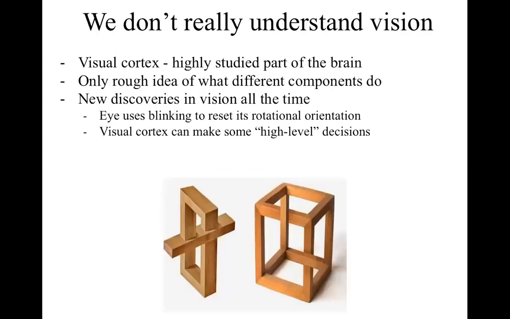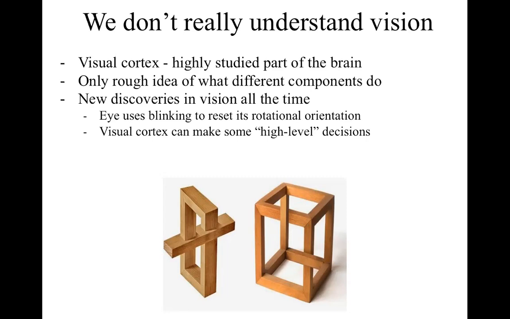We do know something about how the visual cortex works, but we don't understand it fully. There are a lot of things that we don't understand. For example, we don't understand how the brain processes the inputs that come from the visual cortex. We don't understand how the visual cortex processes these kinds of images, because these are images that don't make any sense.